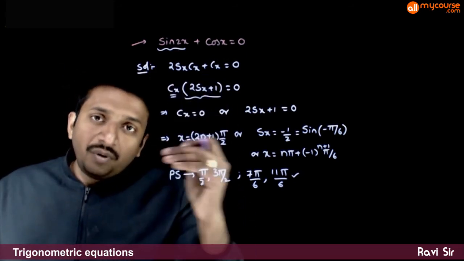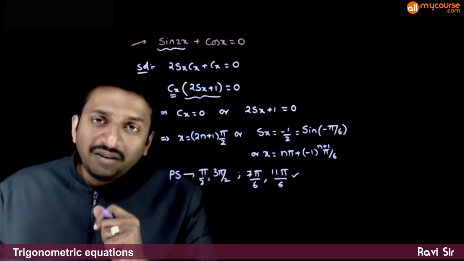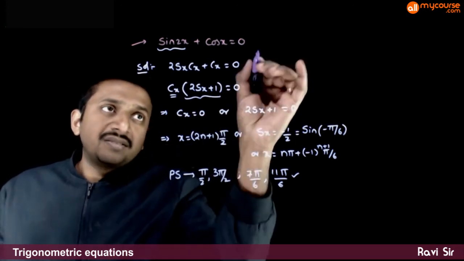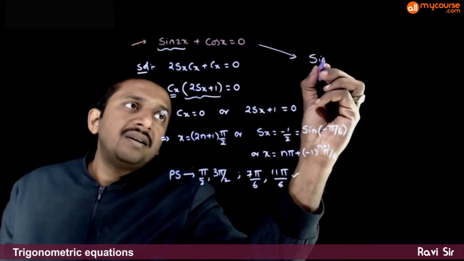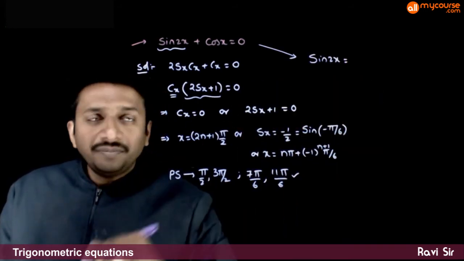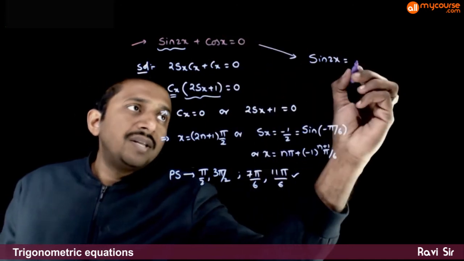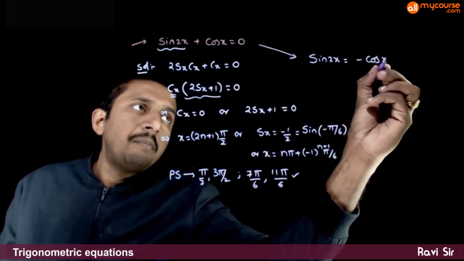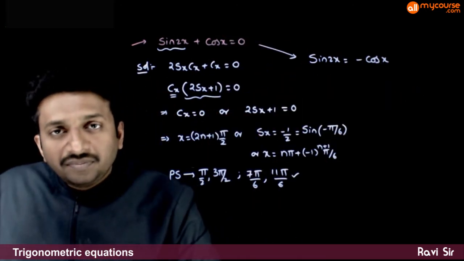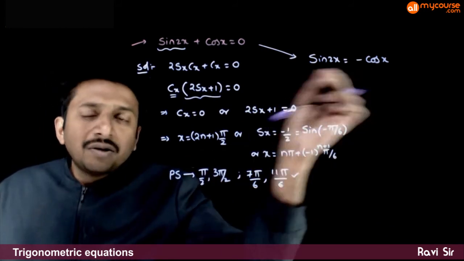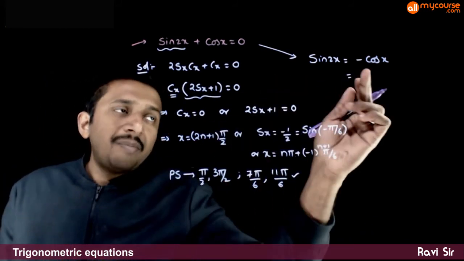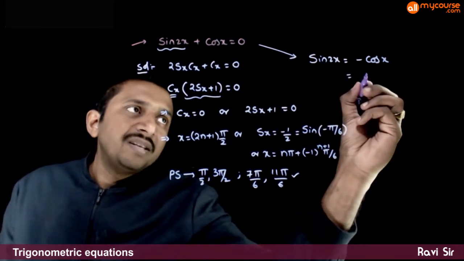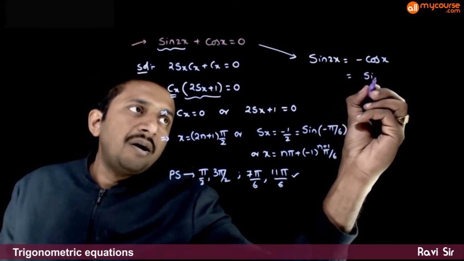So this is one way of doing this. This method is called the factorization method. The other way to do this is, sin 2x is equal to, so this cos x, if it goes onto that side, becomes minus cos x. So can minus cos x be written as sine of something?